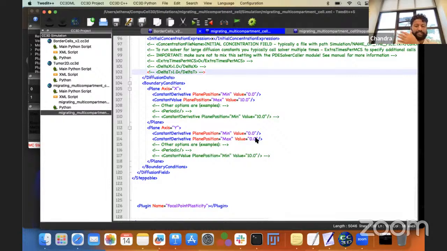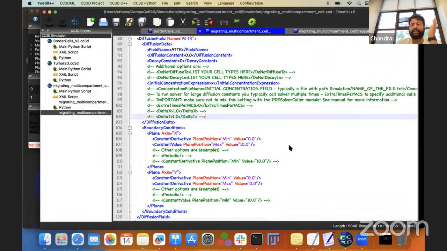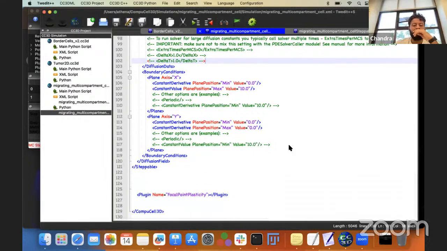So, but that's how you get the gradient. But sometimes if you don't care, there's also a way where you can have a file where you put the concentration in every point in space and just say, read the concentration value of this molecule from that file. That is also a possibility.